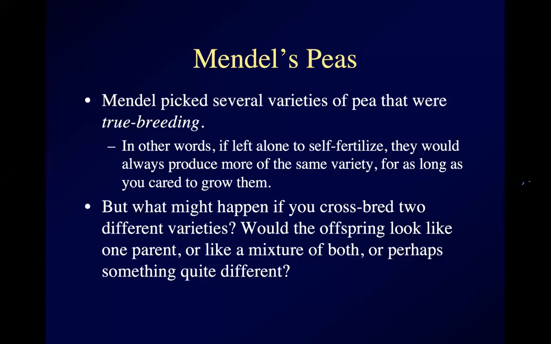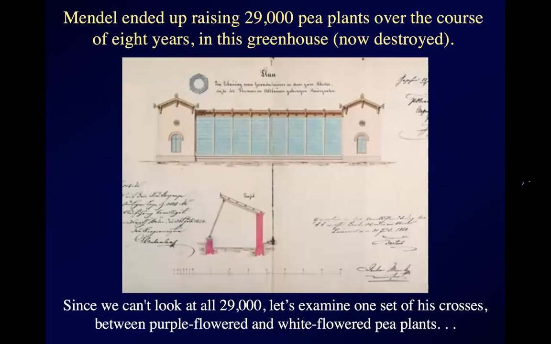And so he picked a lot of varieties that bred true like that. And he tested hypotheses as to what might happen if you crossbred two different varieties of pea. And he ended up raising 29,000 pea plants over the course of 8 years in this greenhouse in the monastery garden. It was torn down later on. I think they're trying to build a reconstruction of it because it's an important place in the history of science.